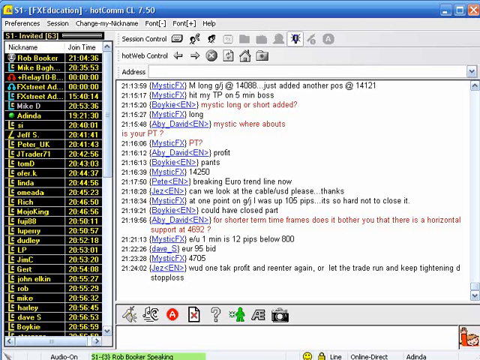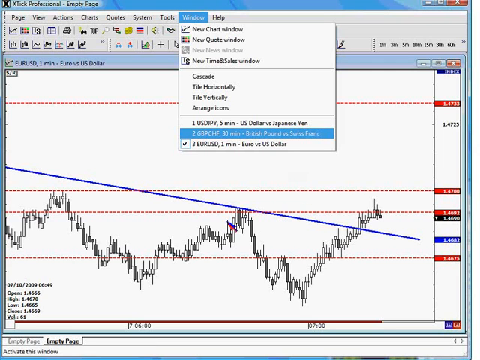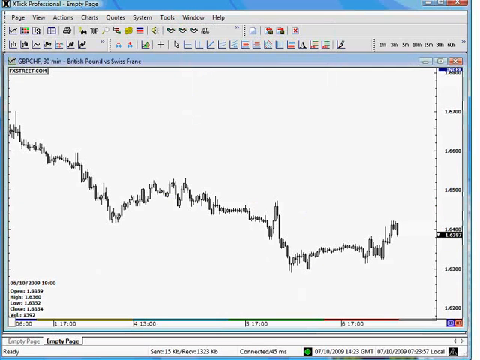Since we're all in the trade or not, now I would like it to move a significant amount. Okay, I'm going to replicate this pound Swiss chart. I'm going to remove all the tools. And I'm going to ask, would one take profit and enter again, or let the trade run and keep tightening the stop loss? You could take the profit and re-enter again, absolutely.